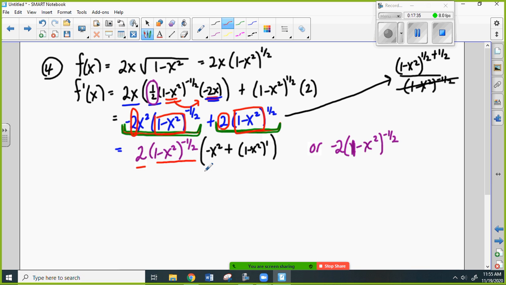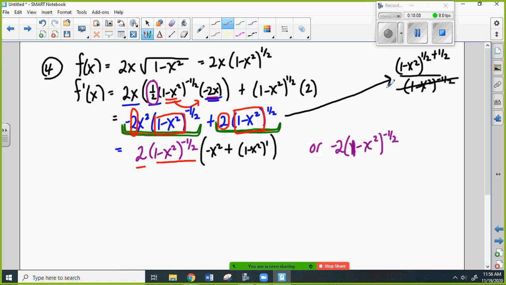Well, then I have to figure out what's left from each big chunk after I take those things out. If I take out the 2 and the 1 minus x squared to the negative 1/2, the only thing that's left for my first piece is the original negative in front and an x squared. In the second piece, when I take out the 2, that's good. But then I have to figure out, how on earth do I take out something with a negative power from something with a positive power?